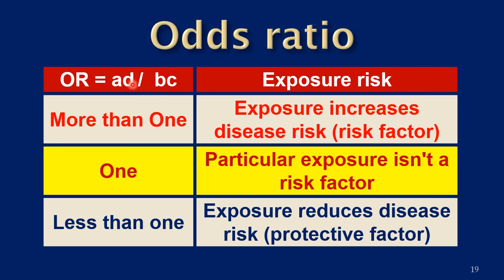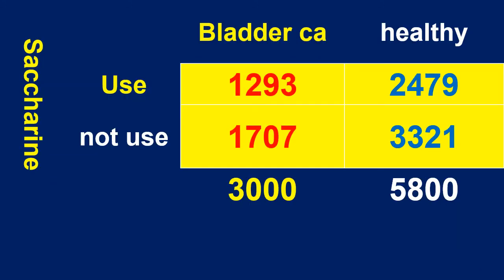Since it is a ratio, it can be more than 1, meaning exposure increases the disease. Exposure is a risk factor, or it may be 1, so exposure is not a risk factor. Sometimes it can be less than 1, referring that the exposure is a protective factor for getting the disease.